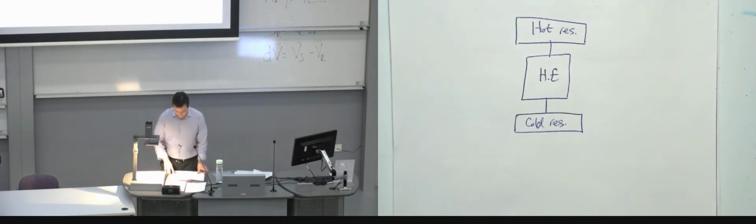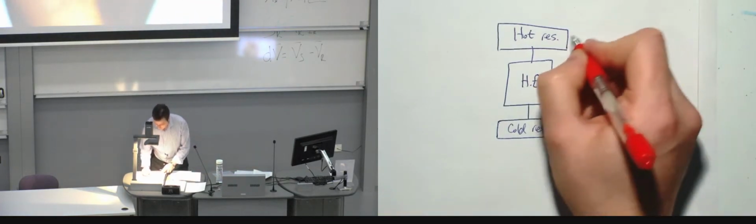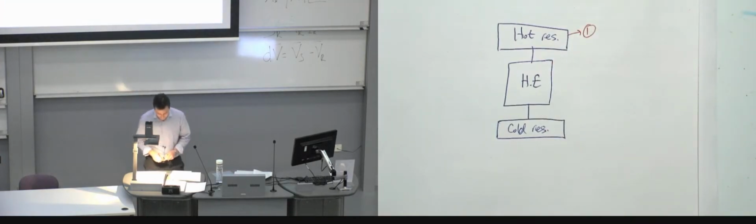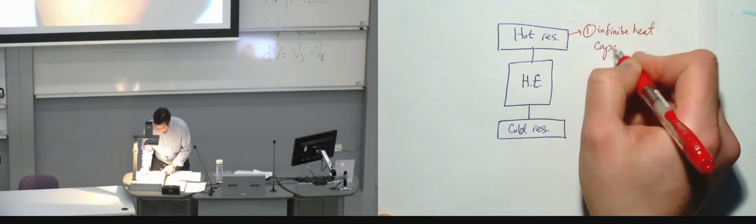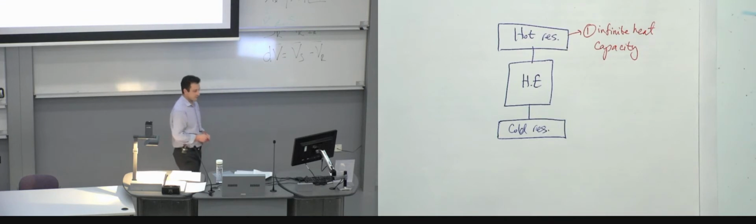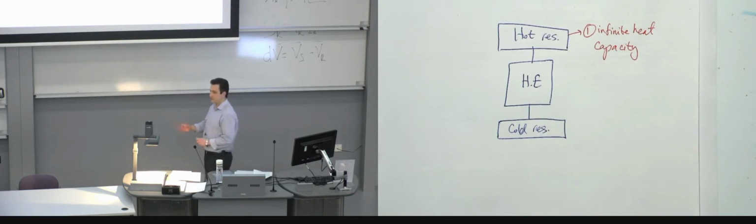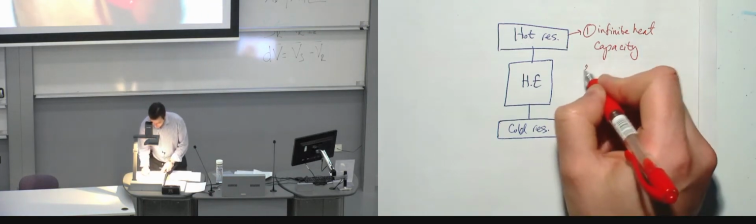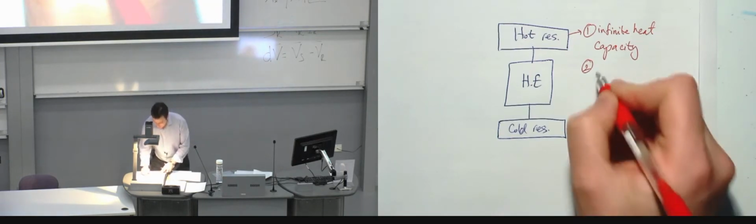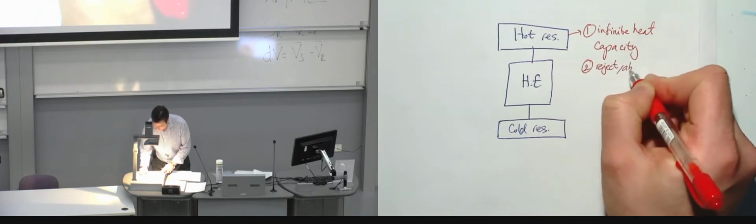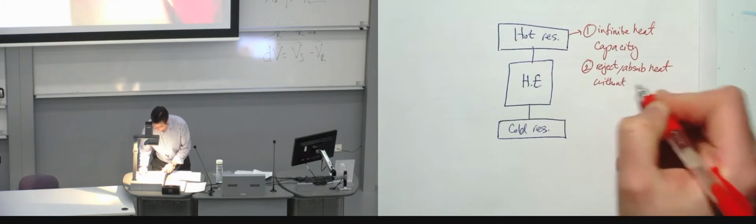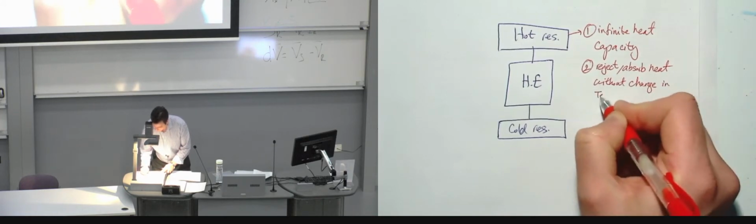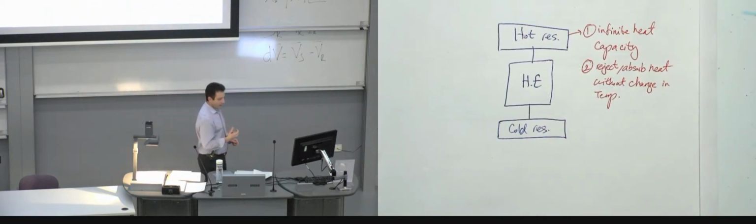Now, there are two assumptions related to, for example, the hot reservoir. The first one is that it has infinite heat capacity. So compared to the heat engine itself, the reservoir has infinite capacity for heat. The second assumption is that it can reject or absorb heat without change in temperature. So regardless of how much heat it absorbs or rejects, the temperature of the reservoir doesn't change.